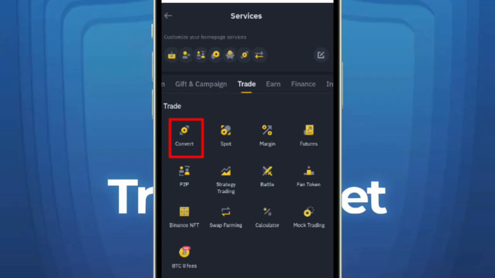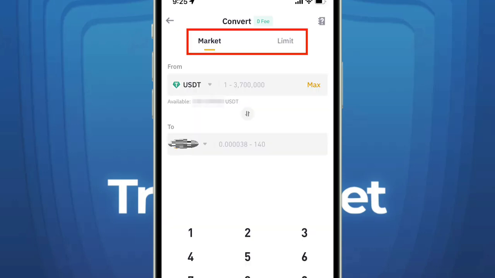Once the funds arrive on your exchange, use the sell or convert function to trade your crypto for your local fiat currency, like dollars or euros.